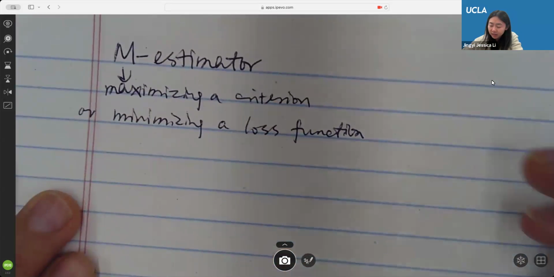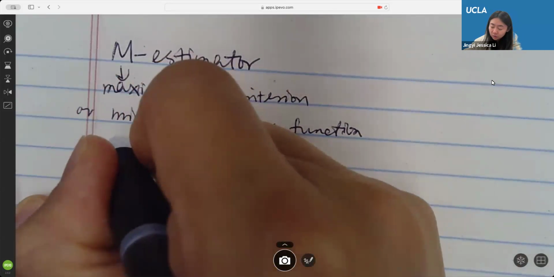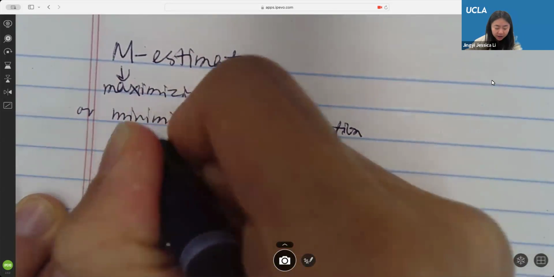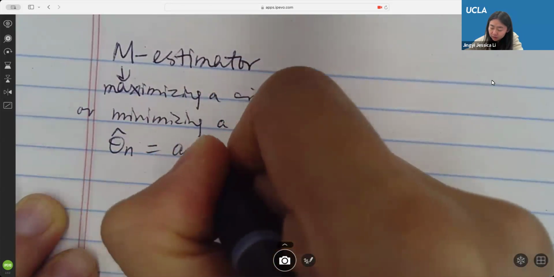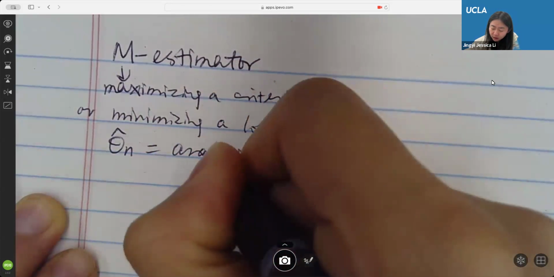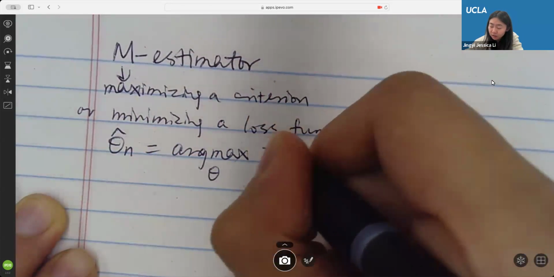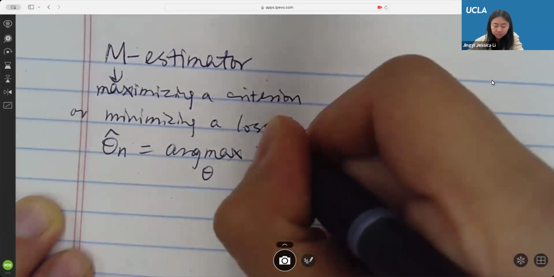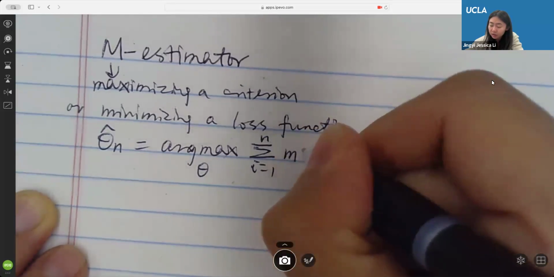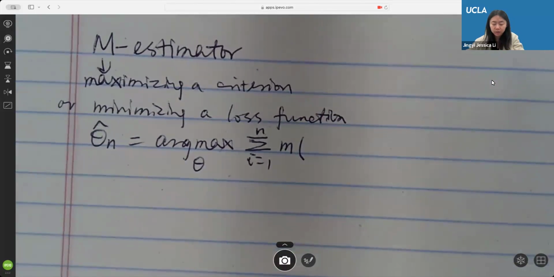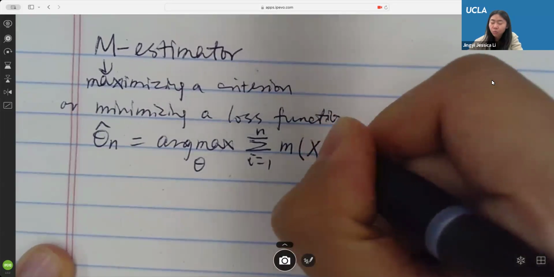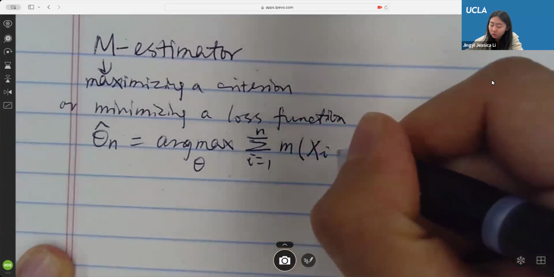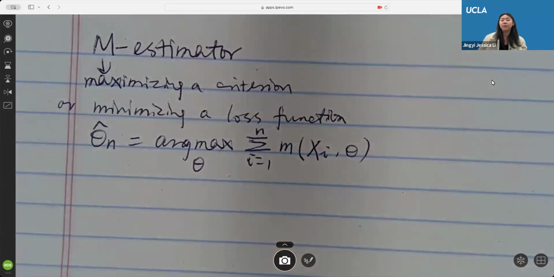So we can write it in one of two ways. So we can call the M-estimate theta hat M the maximizer. I write argmax of this criterion, which sums over your observations. And each term in your sum involves one observation and your parameter of interest theta. So this is the maximization way to write it.